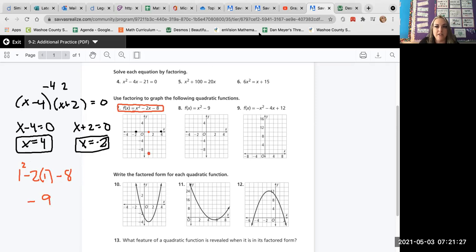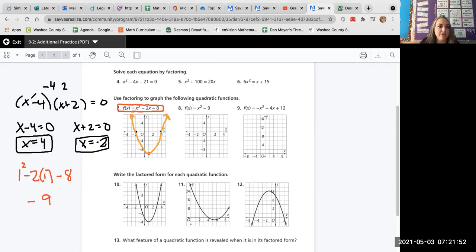So here it is here. Let me get rid of this. Okay, now the fun part, we're going to attempt to connect our parabola the best we can. And that's pretty good. All right. So that's how we can graph it.